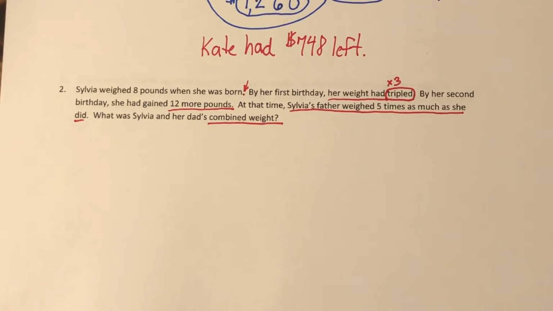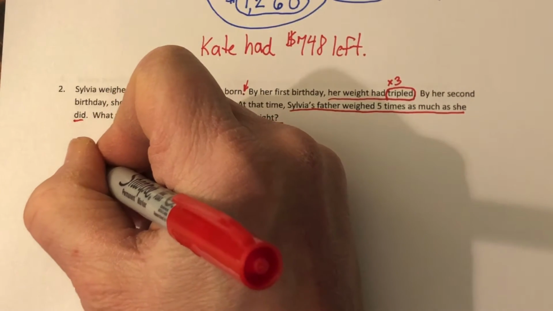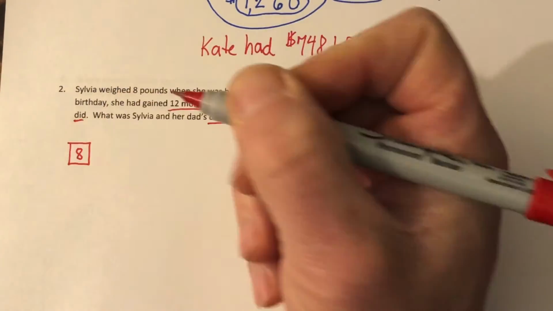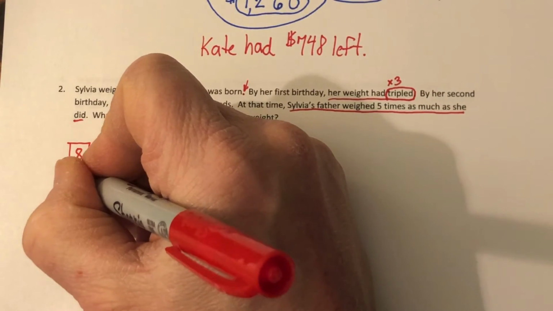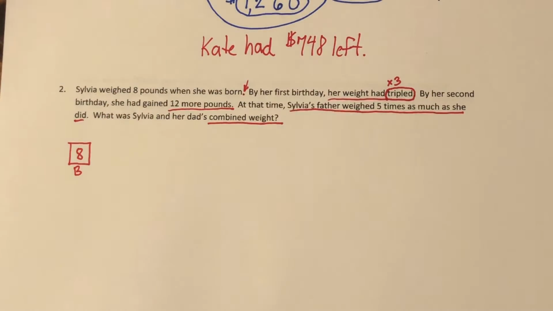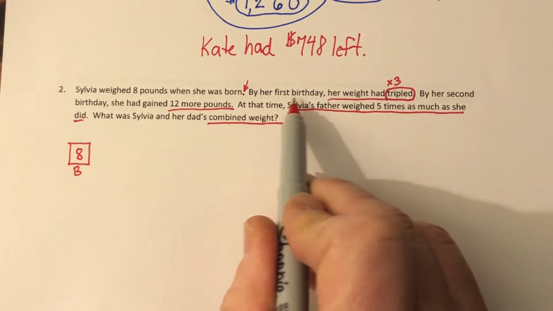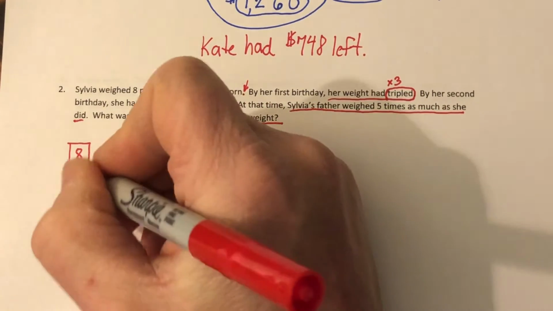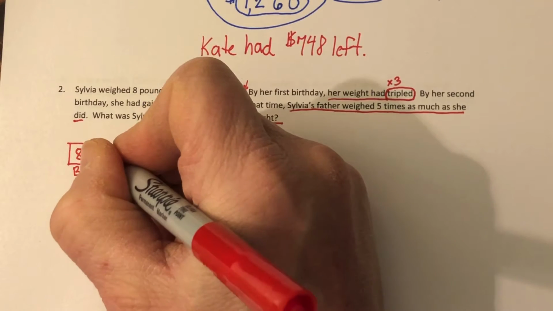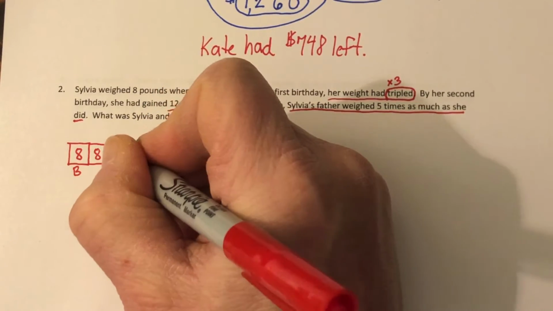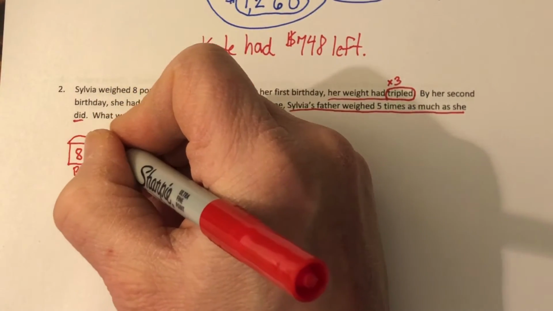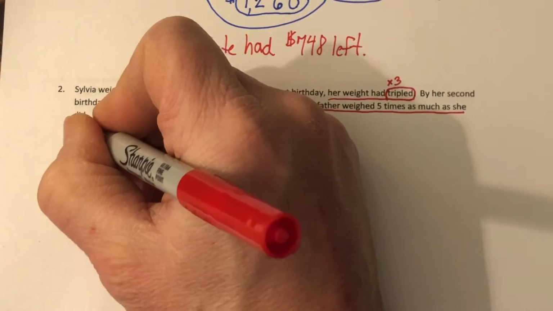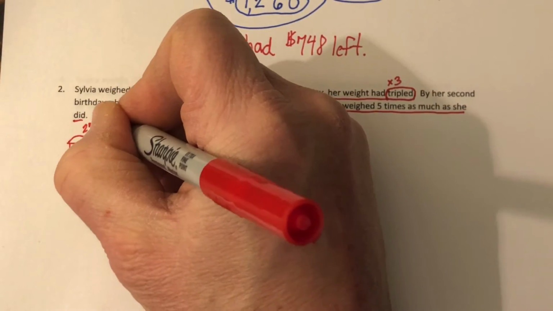So what I'm going to do is write down how much Sylvia weighed when she was born. There she is. She weighed 8 pounds, okay? So let's put down a little B for being born. Good. Then, keep moving on forward. By her first birthday, her weight had tripled. So if I triple this, just get 3 groups of it, right? This here will be her second birthday, right? Second B-day. Write that down.